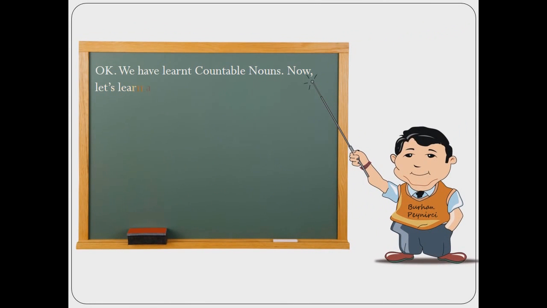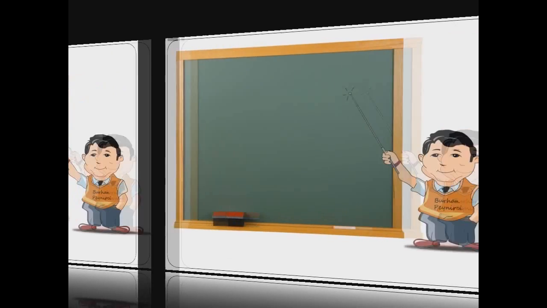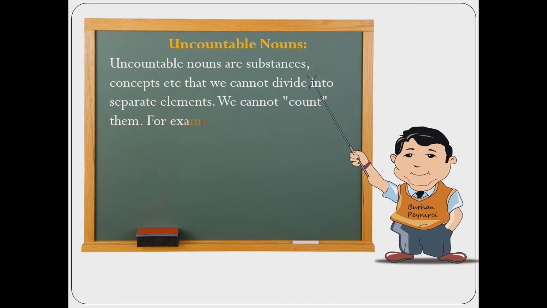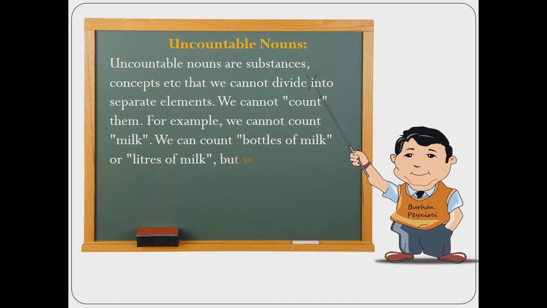Okay, we have learned countable nouns. Now, let's learn about uncountable nouns. What are the uncountable nouns? Uncountable nouns are substances, concepts, etc. that we cannot divide into separate elements. We cannot count them. For example, we cannot count milk. We can count bottles of milk or liters of milk, but we cannot count milk itself.